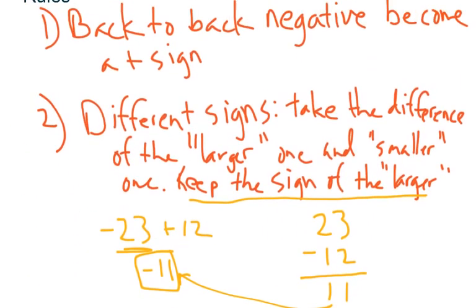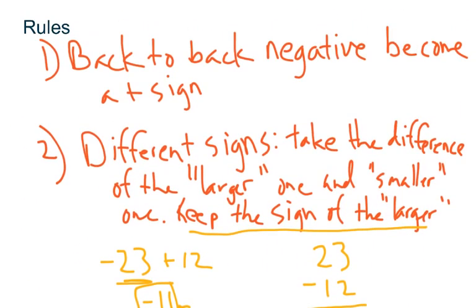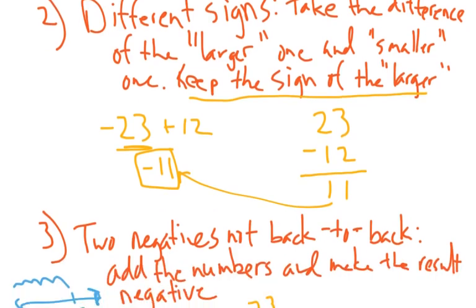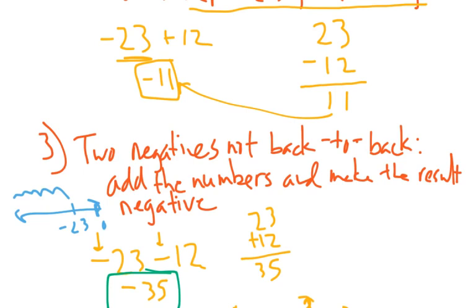So in a nutshell, that is adding and subtracting negative integers. The three big things I want you to keep in mind: if you see back-to-back negatives, it's going to become a plus sign. So 5 minus negative 3 is 5 plus 3. Next, if we have different signs, we take the difference of the larger one and the smaller one, but keep the sign of the larger one. And finally, two negatives not back to back, you add the numbers and just make the result negative.